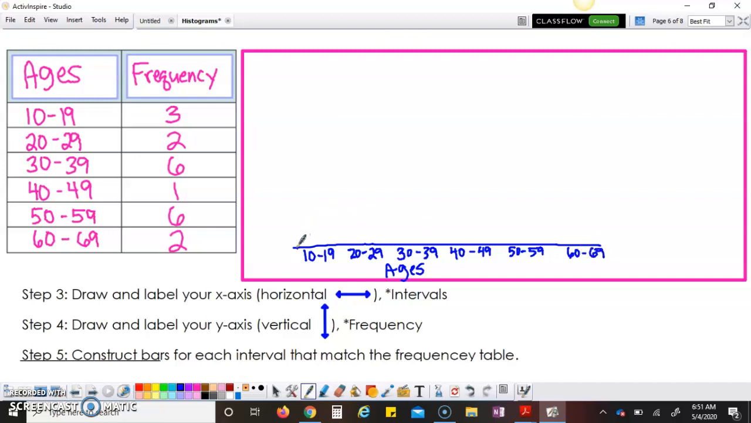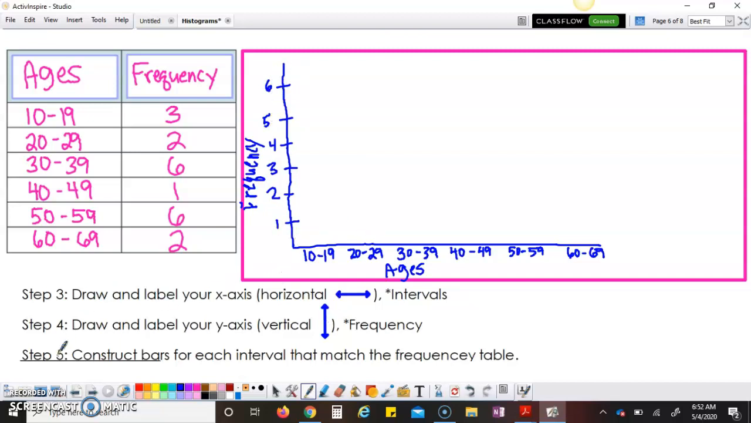Okay, now we're going to label our y-axis, which is our up and down, our vertical, and this is going to be our frequency, and I don't know if I can write sideways. I can try. Frequency, or how many times it occurs. And it looks like our highest frequency is 6. Okay, so we'll just go by ones. That'll be 0, 1, 2, 3, 4, 5, and 6. Okay. And in this case, this is the number of people that will be this age or so.